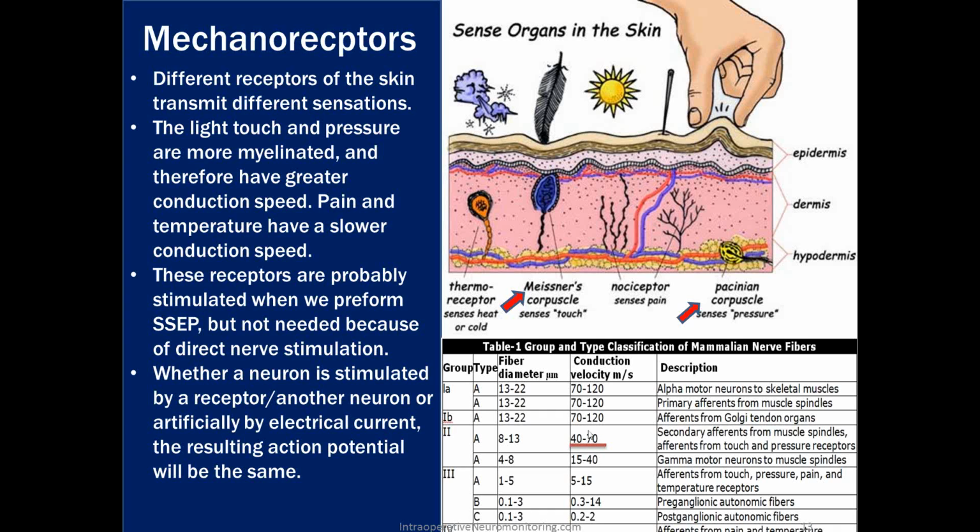The SSEPs, this is the range that you should use if you have any kind of calculation asking about SSEP's speed of transmission. It's somewhere in this type A group 2 conduction velocity of 40 to 70, where something like the auditory system is slower. That's probably closer to about 20 meters per second.